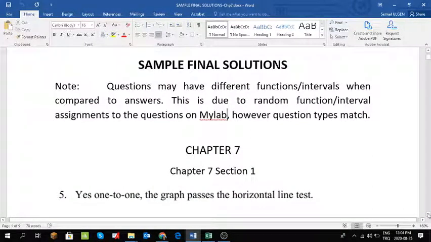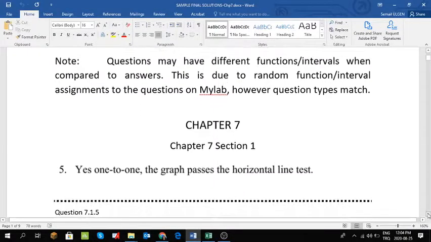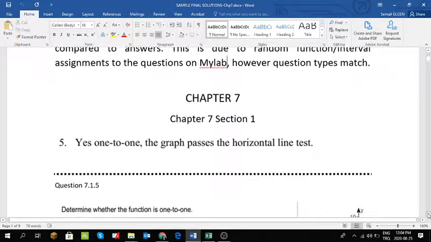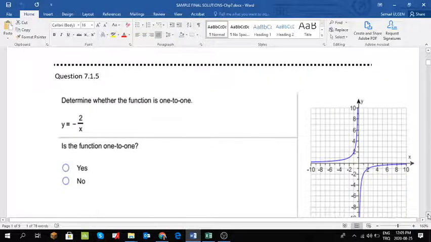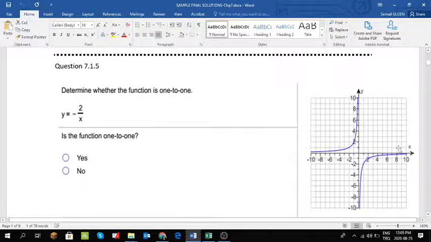Sample final solutions we have are chapter 7, section 1, and the question is as follows: determine whether the function is 1 to 1, y is equal to negative 2 over x. Is the function 1 to 1? The graph is given. Look at this. This is a butterfly graph, right, if you remember.